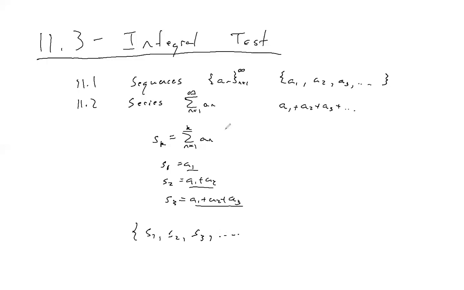And then if this sequence converges to a number using my techniques from 11.1, okay, let's say S_k converges to C, then I say my series converges. And then I say the sum of my series is equal to C. Okay, so that's what I mean by convergence of series.